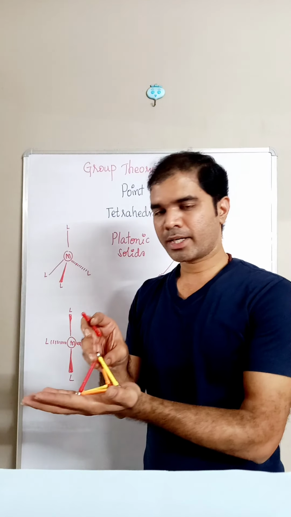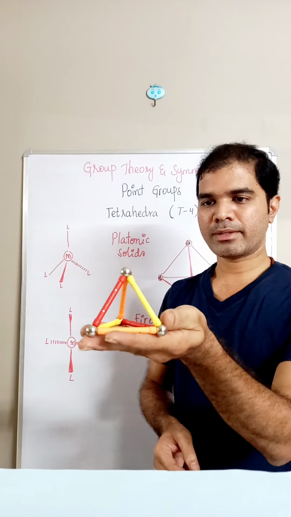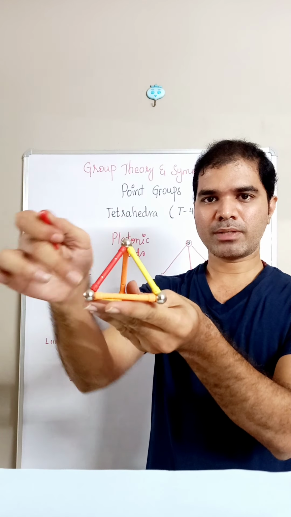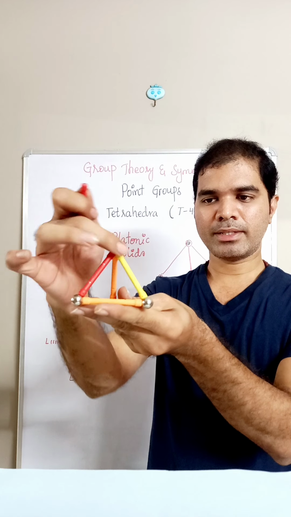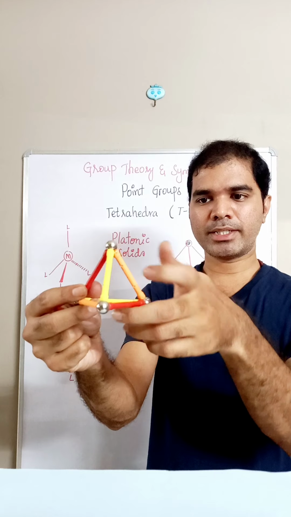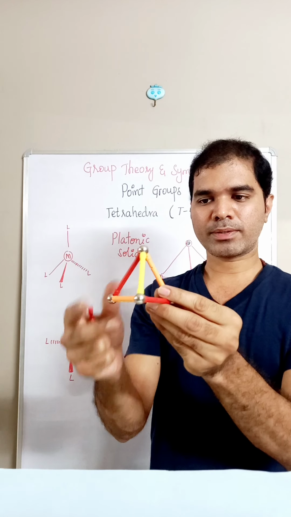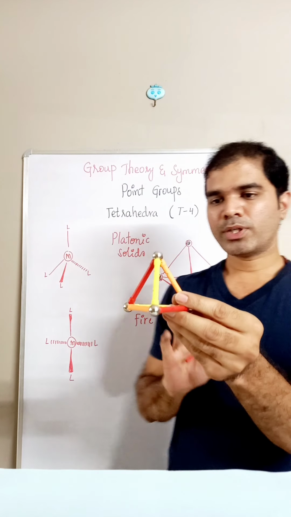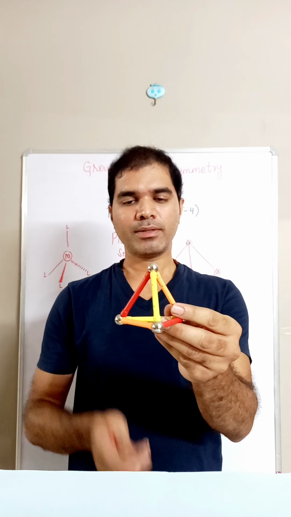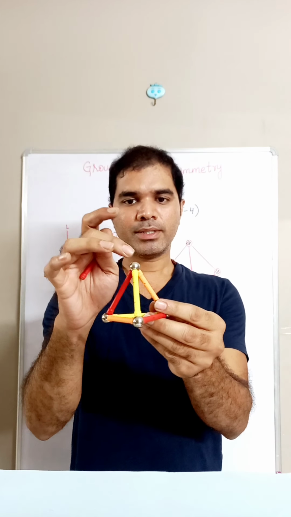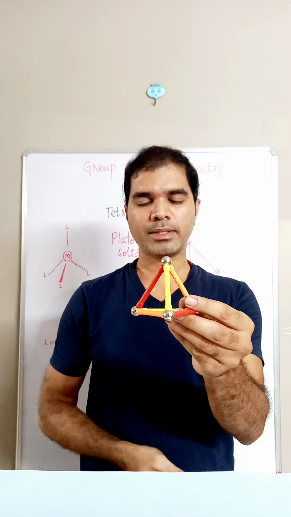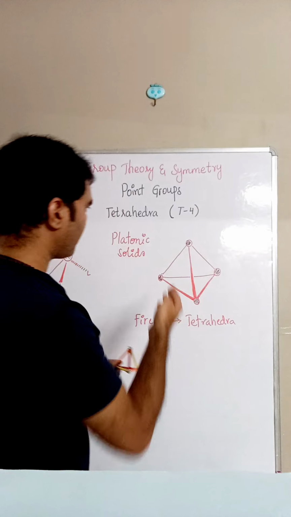For a better understanding of all the symmetry elements, here I am showing you. These are called corners or vertices and these are the edges. These are the faces. 4 triangular faces, 6 edges and 4 corners. Whatever symmetry elements are present in this special symmetry molecule, we have to visualize them through these corners, edges and the faces. So let's understand this.